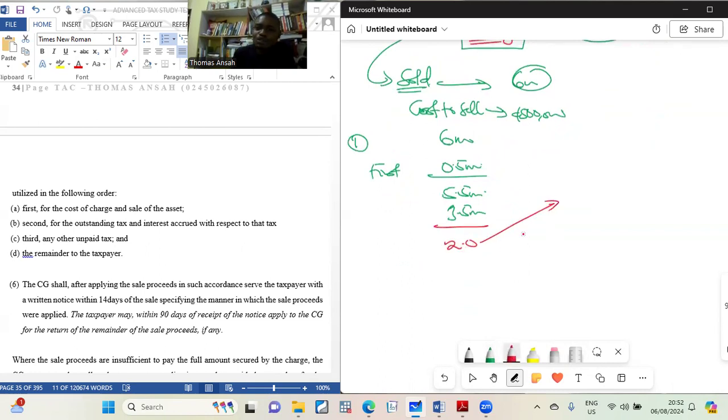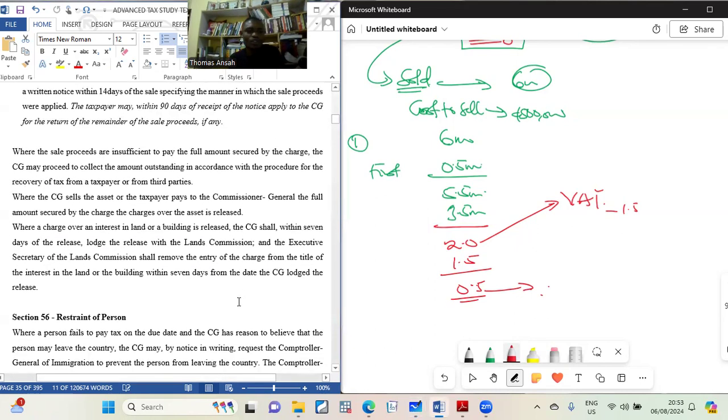Now, they will check if you owe VAT. They will check if you owe any other form of tax. Then let's say you owe VAT of 1.5. They will come and check and deduct that 1.5. Then the remainder of 0.5, they will call you and give it to you. So that is how it goes.